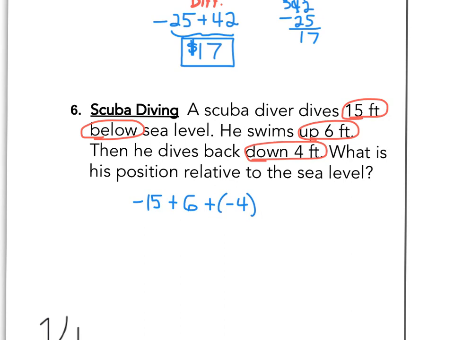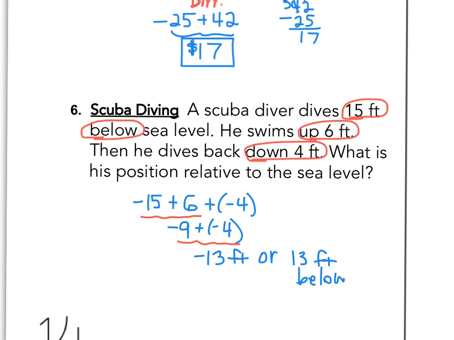So I'm going to do here negative 15 plus 6. They're different signs, so I subtract them and I take the sign of the bigger number. Then I bring down the plus negative 4, and now here we have negative 9 plus negative 4. Those are the same signs, so we can add them, and then we keep the sign. So then our answer, we're going to label it feet because that's the distance. So you can say negative 13 feet or 13 feet below. There we go. All right, and box your answer.